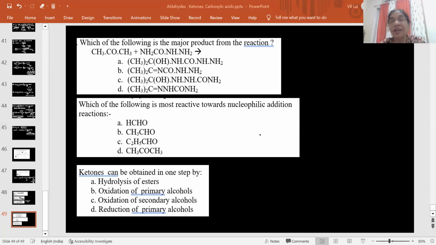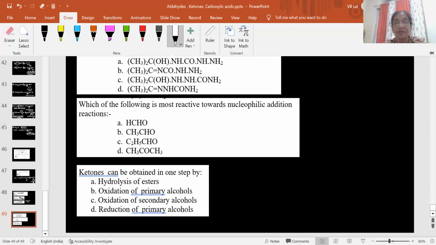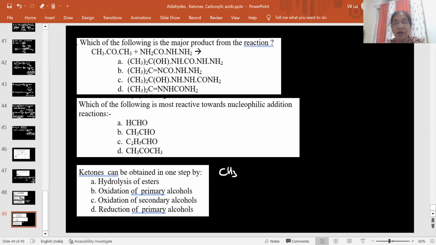This one is a tricky question, so I should show you this one. I will write it so that you do not make a mistake in your answer. This is your acetone, CH3, C double bond O, or propanone, and it is reacting with NH2G. So H2N you write here, and then you write the G.